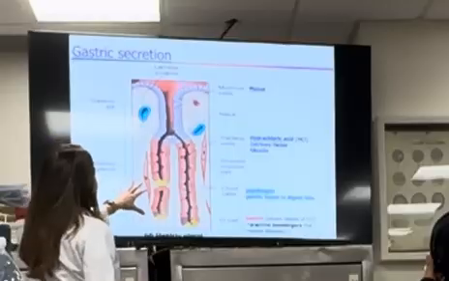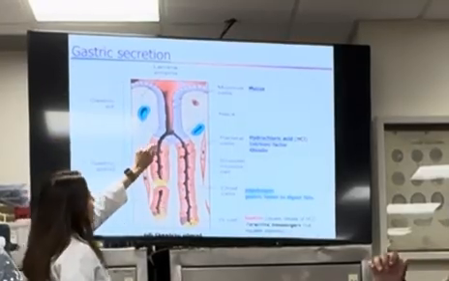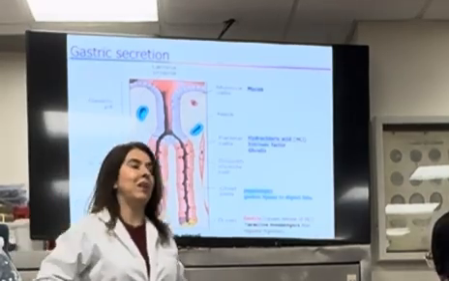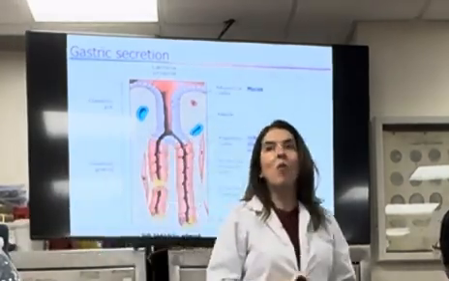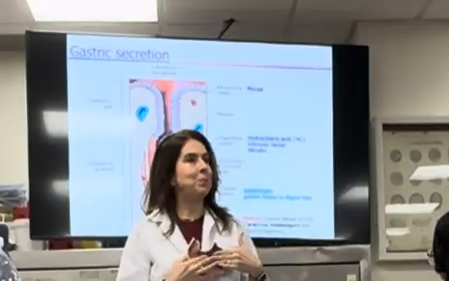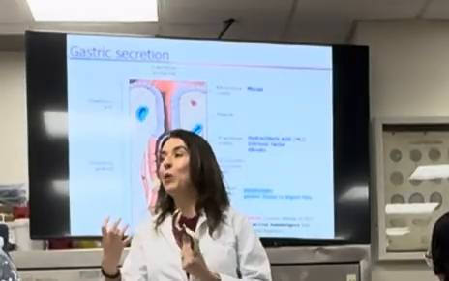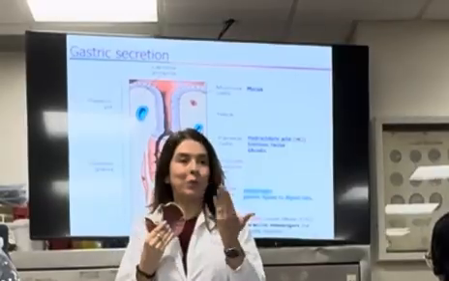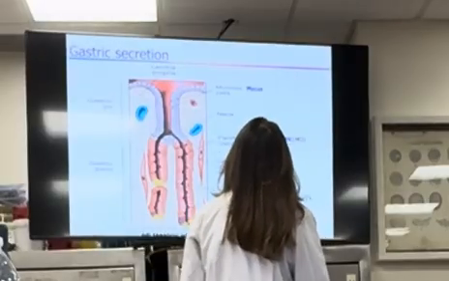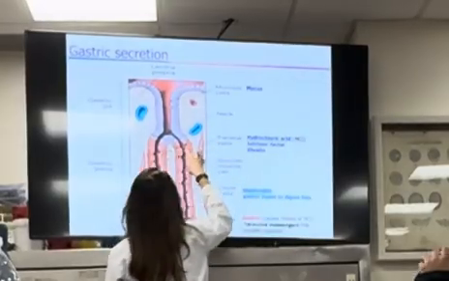At the very top of a gastric gland, we have cells that produce mucus. They're called mucus cells, and they produce mucus. What is the reason why we need to have a lot of mucus in the lining of the stomach? Acid. Because we want the stomach itself to be protected from its own acid. Good. Okay. Then, parietal cells, right?